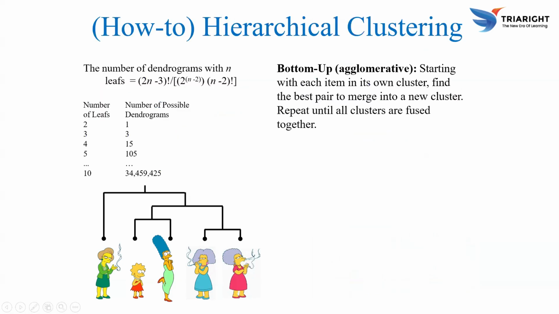So how do we build hierarchical clusters? The number of dendrograms with n leaves has some basic calculation. The bottom up algorithm starts with each item in its own cluster, finds the best pair to merge into a new cluster, and repeats until all clusters are merged together.